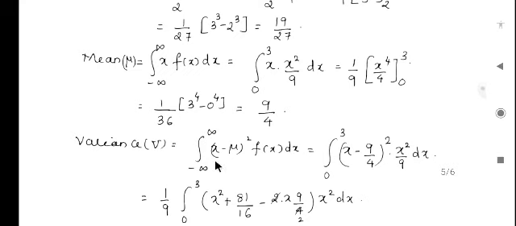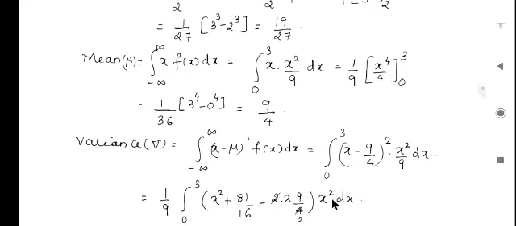Similarly, variance is given by (x minus mu) the whole square times f of x. Again, this f of x is non-zero between 0 to 3. So x minus, what is the value of mu? 9 by 4, the whole square, and f of x is x square by 9. Now just expand this using (a minus b) the whole square, a square plus b square minus 2ab.